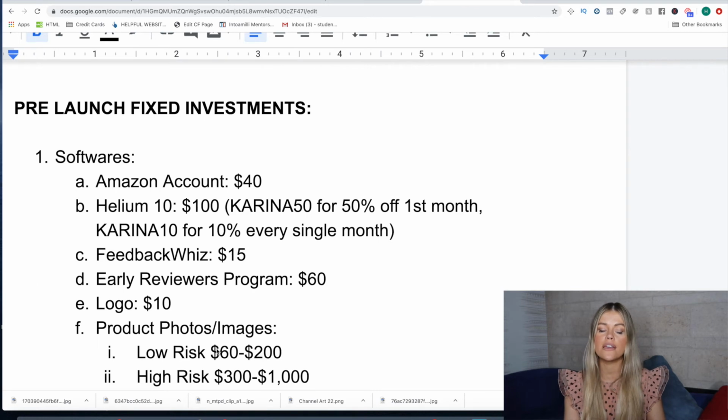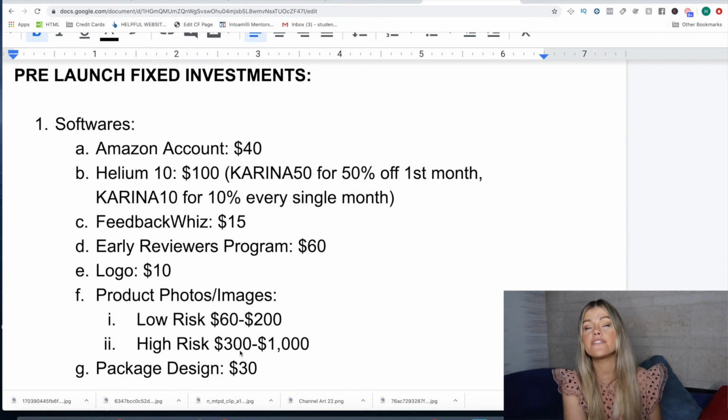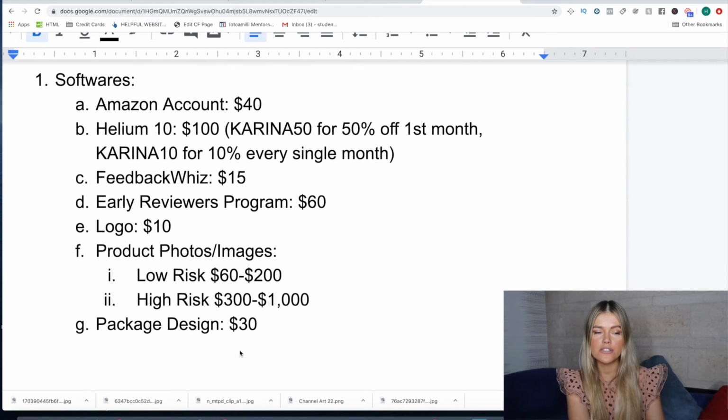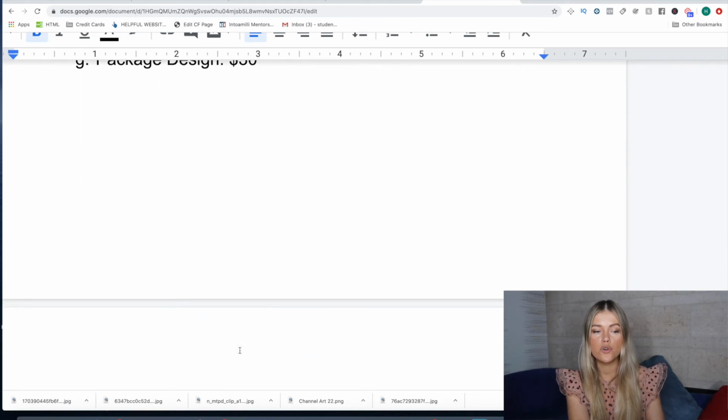So the low risk way, if you are one of my students, you know how to do this, $60 to $200, while if it's high risk, it's anywhere from $300 to $1,000 to hire a professional photographer and get your product photographed. But obviously the low risk way is the best way. And then package design, if your product requires it, could be around $30, again, someone talented off of Fiverr. That's also an expense.